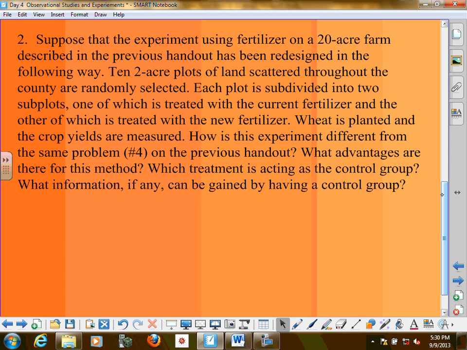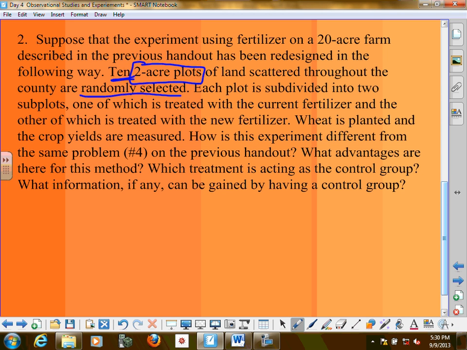In this case, let's read. Suppose that the experiment using fertilizer on the 20-acre farm described in the previous handout has been redesigned in the following way. 10 2-acre plots of land. This 2-acre plot of land is considered a matched pair. Okay, so it is scattered throughout the county and they are randomly selected. So we have 10 2-acre plots randomly selected.